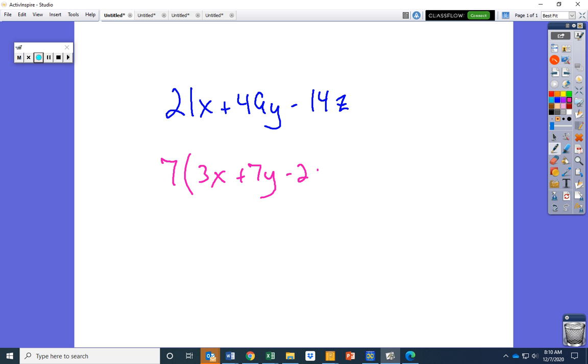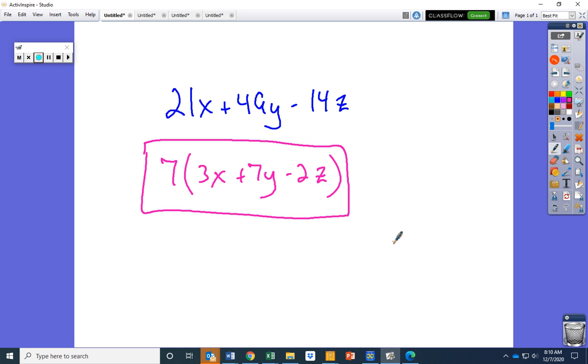Negative 2z. Are there any other common factors in these three inside here? No. Am I good on this one? Remember, what do you do when you have it simplified all the way? Put it in a box. Are we getting clear? I'm going to write one up here, and I want you guys to try it. Let's do this one. 32 minus 4g minus 12h. I want you to factor that and tell me when you get an answer.